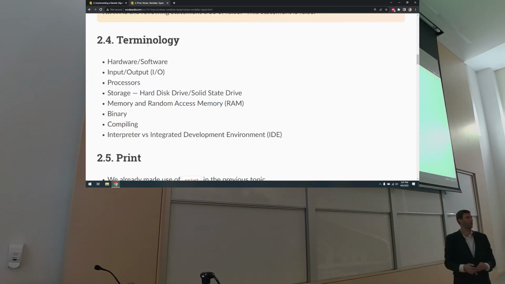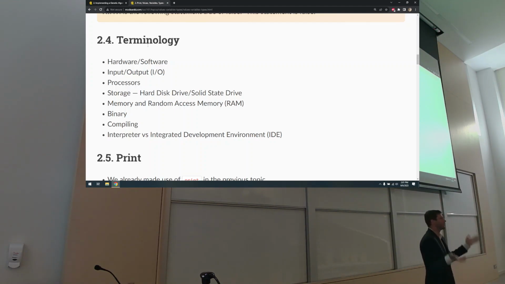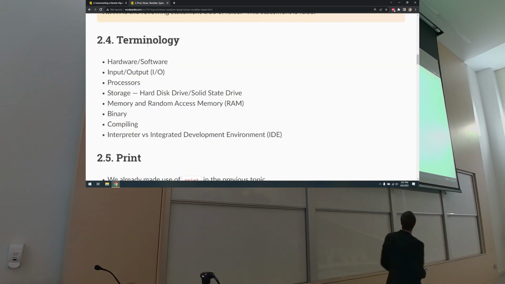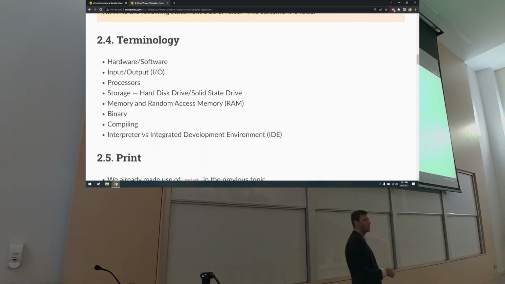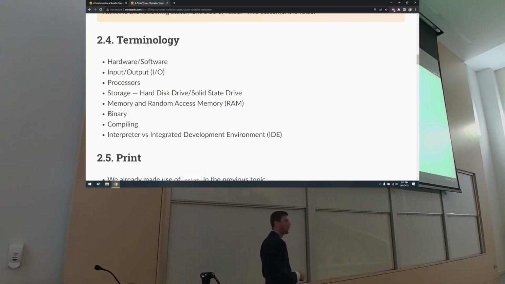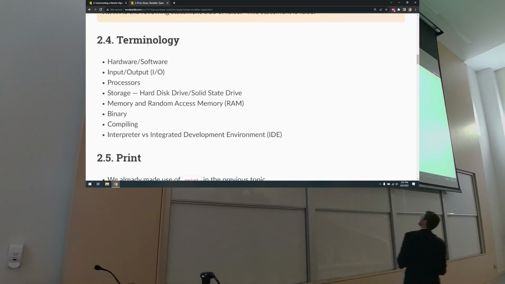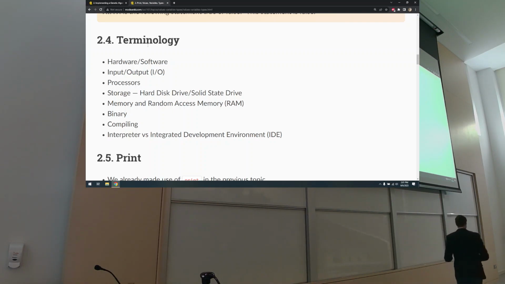Binary, who here's heard that word before? That's like zeros and ones, right? Yeah, binary. Compiling, anyone heard that word before? One, two, three, four, a couple people. Compiling, that's a fancy way of saying turning the code into something the computer actually cares about and can interpret.